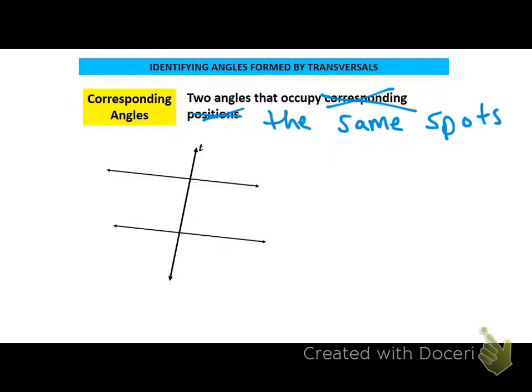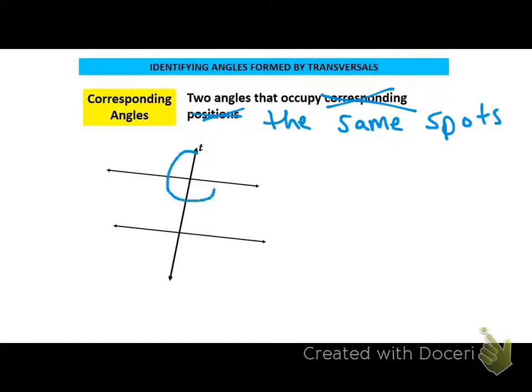2 angles that occupy the same spots. If your friend has a color that you don't, because there's going to be 4 colors. I'm just throwing it out there. So here's what's going to happen.